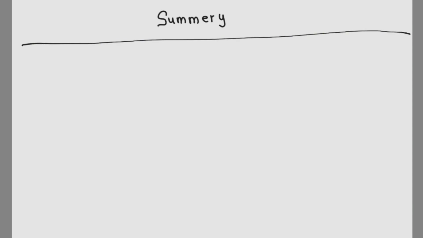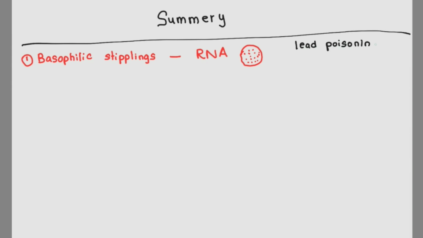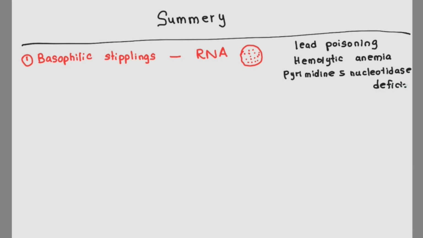Now we are going to summarize the things that we have learned in this video. We have covered different types of red cell inclusions, their composition, identification methods, that means the appearance in a blood smear, and the associated conditions. The first one is basophilic stipplings. These are blue dot-like structures which are evenly spread over the cytoplasm. They consist of RNA, and can be seen in lead poisoning, hemolytic anemias, and pyrimidine 5 nucleotidase deficiency.